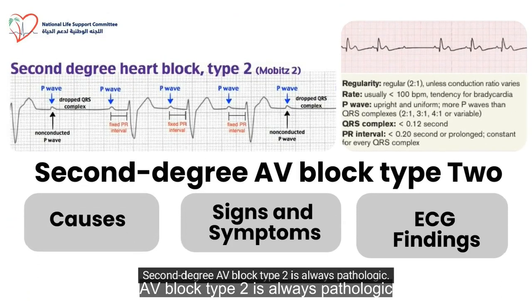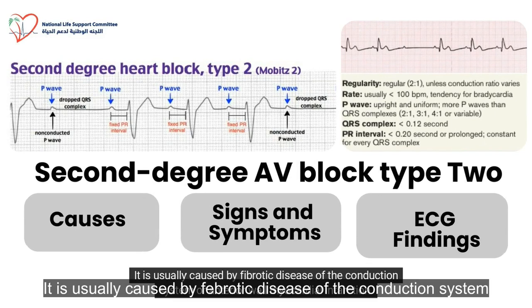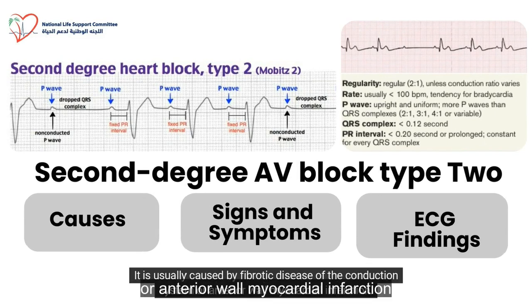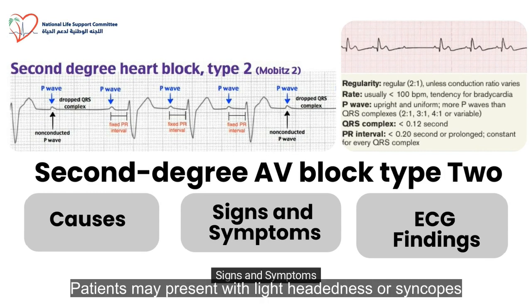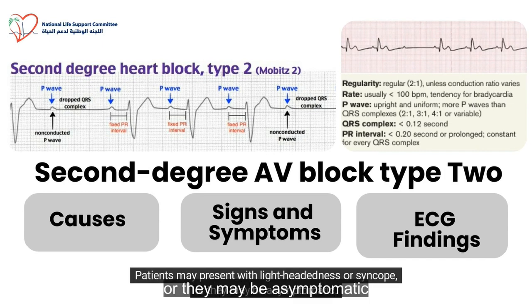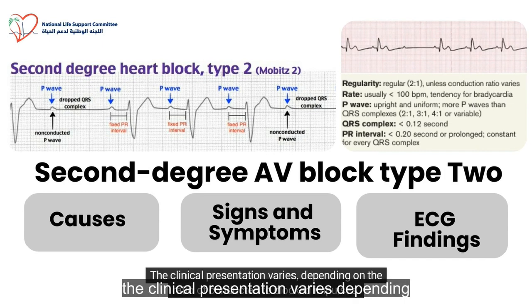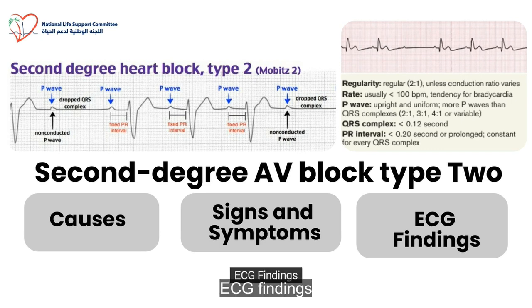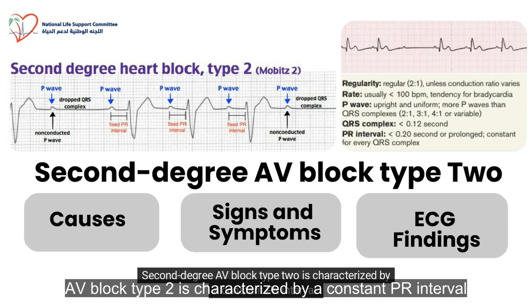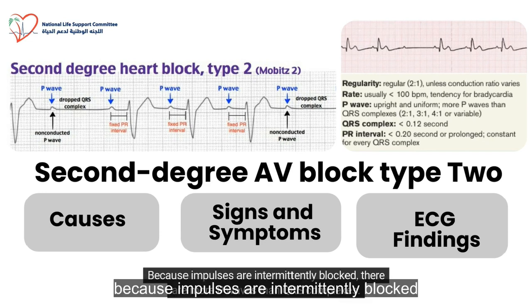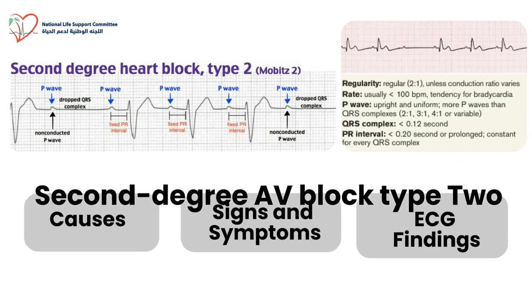Second-degree AV block type 2 is always pathologic. It is usually caused by fibrotic disease of the conduction system or anterior wall myocardial infarction. Signs and symptoms. Patients may present with lightheadedness or syncope, or they may be asymptomatic. The clinical presentation varies, depending on the ratio of conducted to blocked impulses. ECG findings. Second-degree AV block type 2 is characterized by a constant PR interval. Because impulses are intermittently blocked, there are more P waves than QRS complexes.